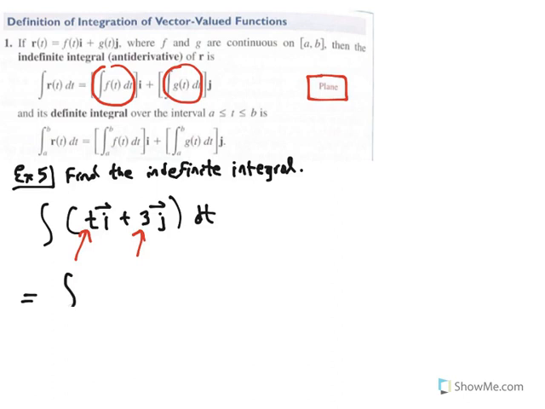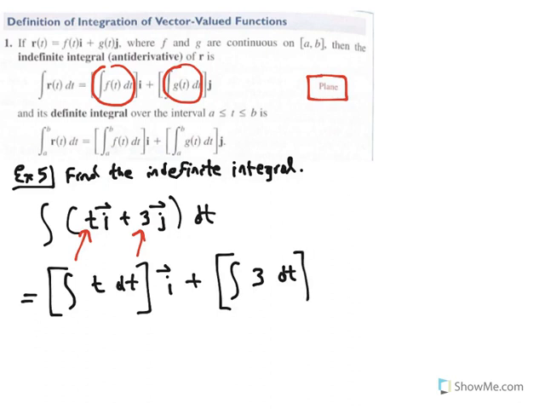So we're going to have the indefinite integral of t dt, and then we're going to multiply that by the standard unit vector i, and we're going to add to that the indefinite integral of 3 dt, and we're going to multiply that by the standard unit vector j. So an antiderivative of t with respect to t would be t squared over 2 plus a constant of integration that we will call c sub 1. And then we have i.